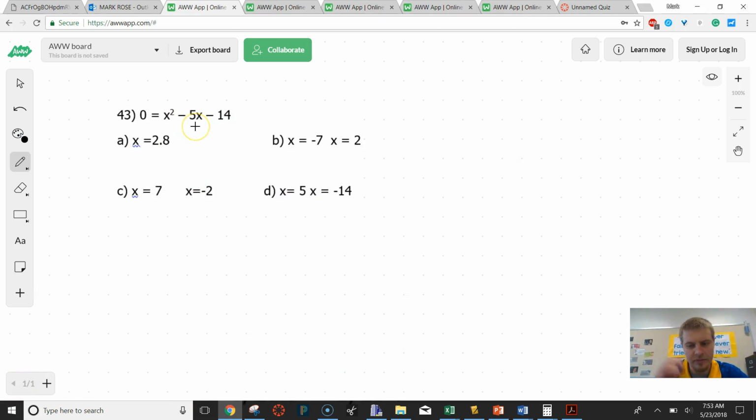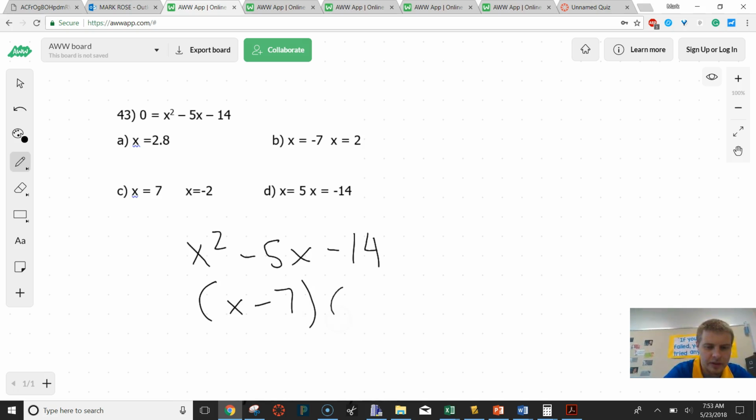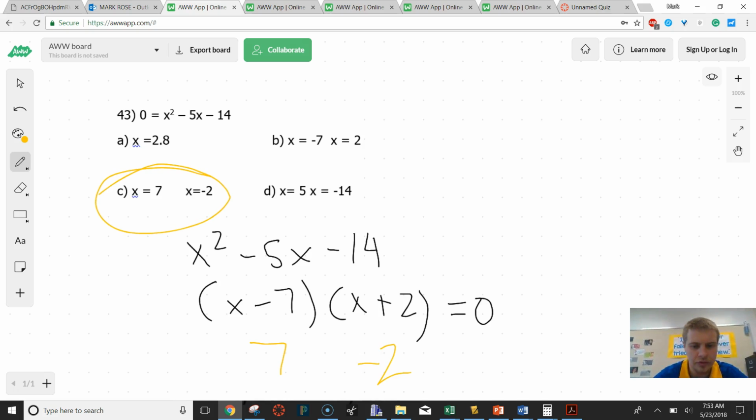The next one is the same type of problem as before. To solve quadratics, you have 4 different methods. So I'm going to pick the method that's the easiest for me, which is factoring. Because this is x squared minus 5x minus 14, I know that x minus 7 and x plus 2 would work out because negative 7 times 2 is negative 14. Negative 7 plus 2 is negative 5. That thing's equal to 0. So what we have to do is find what would make these things equal 0, which would be 7 and negative 2, which would give me C.